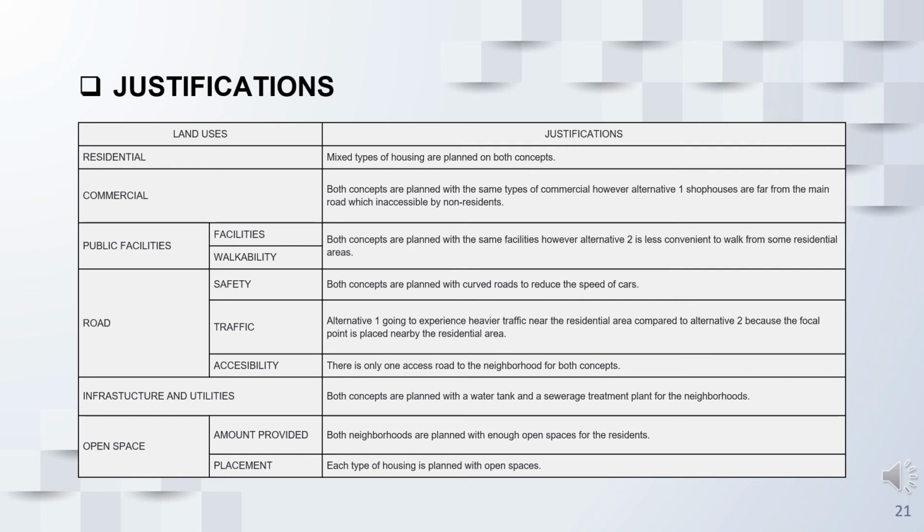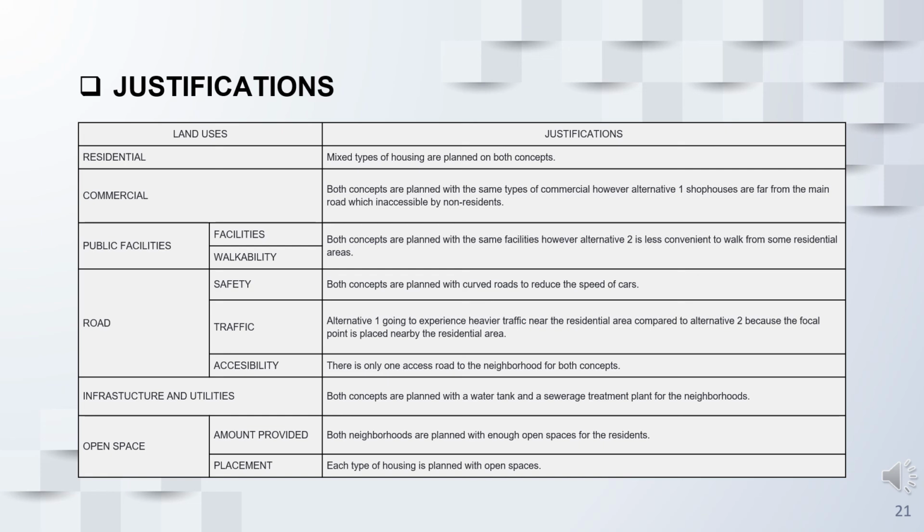Public facilities. Both concepts are planned with the same facilities. However, Alternative 2 is less convenient to walk to from some residential areas. For road safety, both concepts are planned with curved road to reduce the speeds of cars.